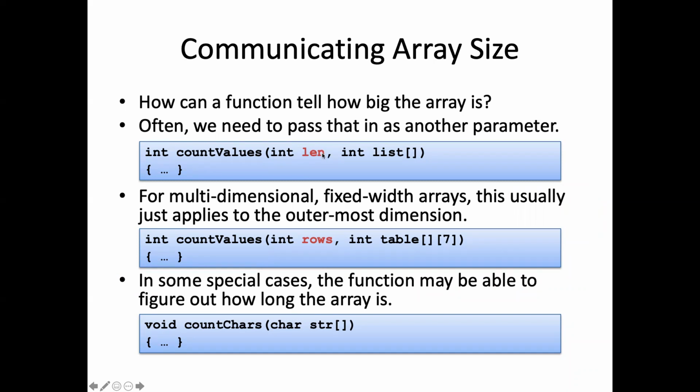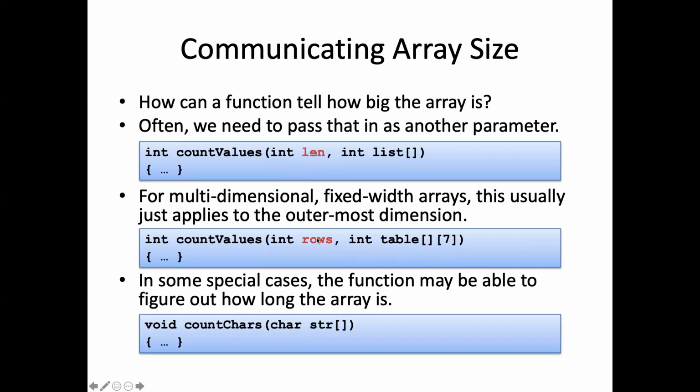So here I'm passing how big this array is, and here's the array. And then the function knows how many elements are there. So this would let it know how many elements are in the array. Same for a two-dimensional array. This function expects a table of who knows how many rows, each of them 7 elements wide. I told it how many rows there are, but I had to spend an extra parameter to do that.